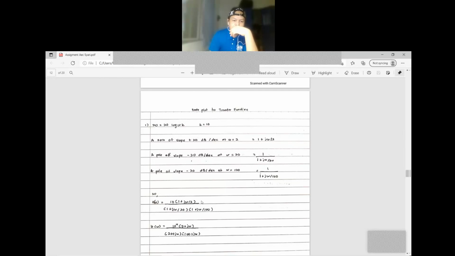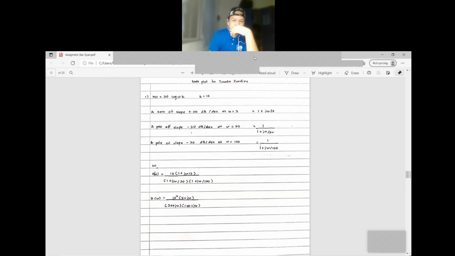After that, we change the standard form into the transfer function. So we get 10 times (2 plus j omega), divided by (20 plus j omega) times (100 plus j omega).